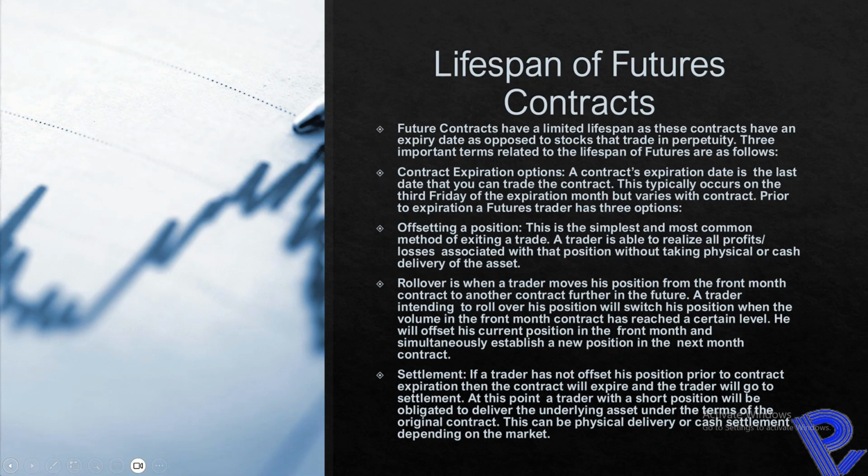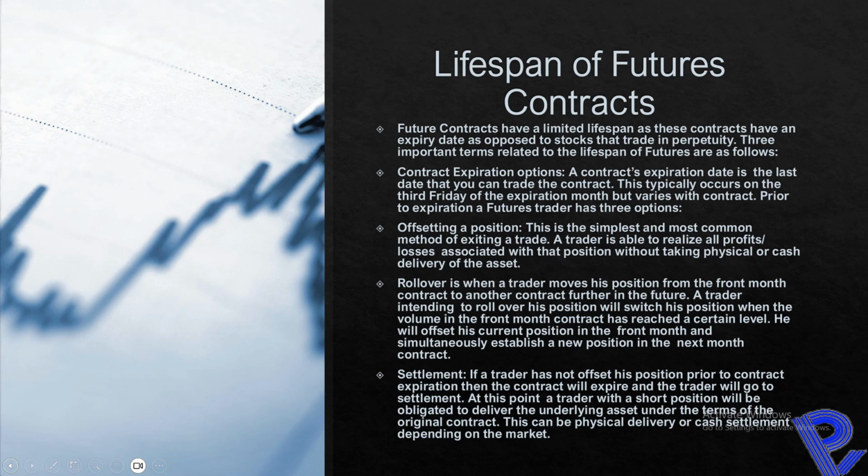Lifespan of futures contracts. Futures contracts have a limited lifespan, as these contracts have an expiry date, as opposed to stocks that trade in perpetuity. Three important terms related to the lifespan of futures are as follows. Contract expiration options. A contract's expiration day is the last day that you can trade the contract. This typically occurs on the third Friday of the expiration month, but varies with contract.